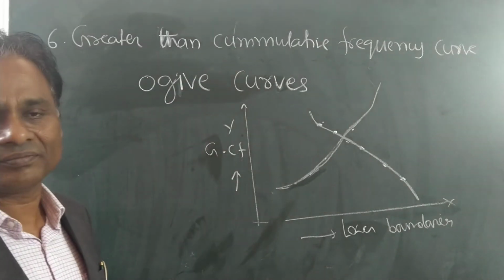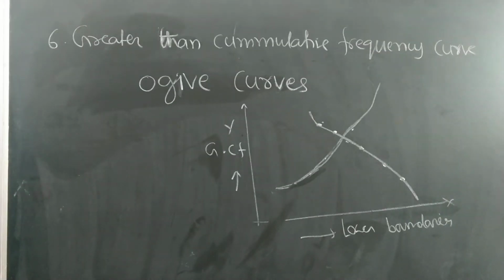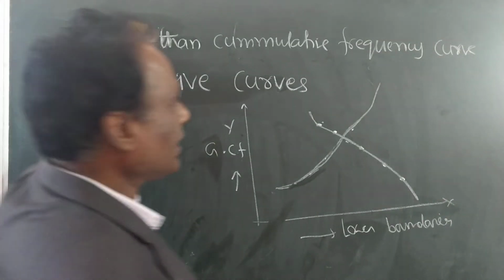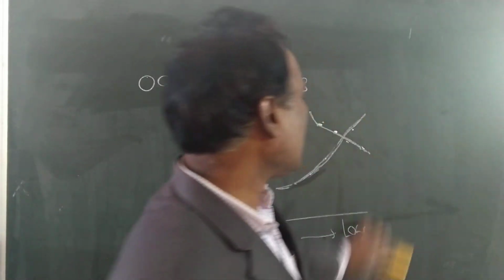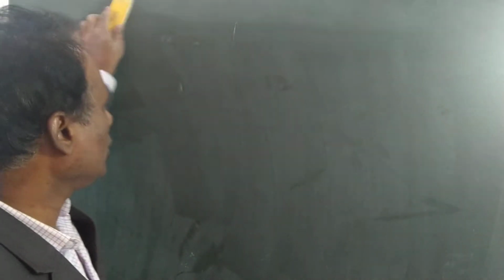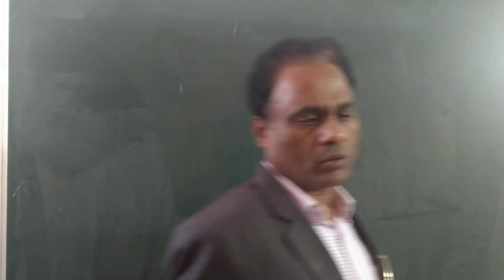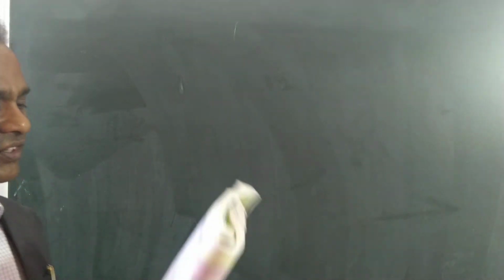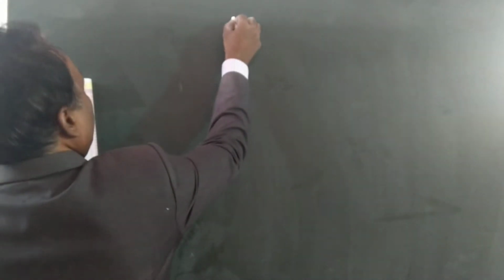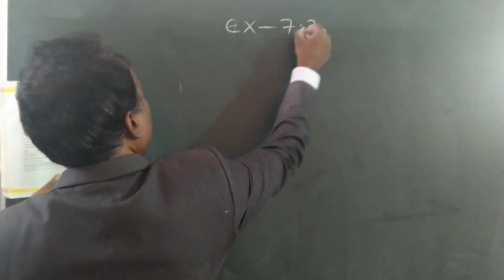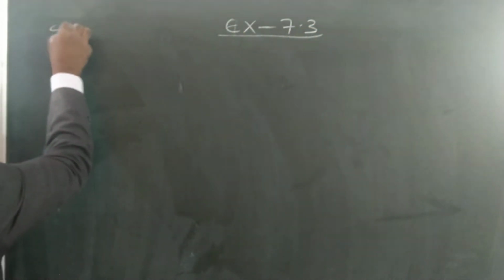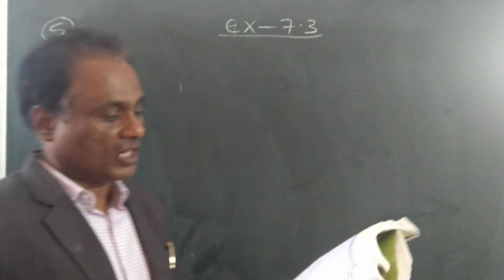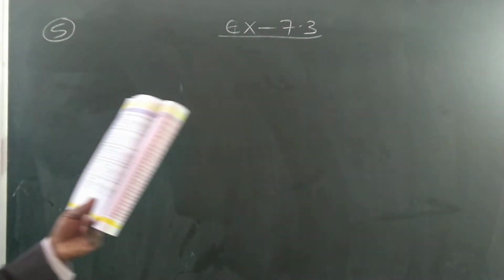Another name for it. Okay, students. So this is over. Both the ogive curves I explained how to draw. Now the last problem in the exercise. Let us complete it, and tomorrow we may go for the new lesson. Students, in this textbook it is page 178, the last problem, exercise 7.3, the fifth question. Table is given.